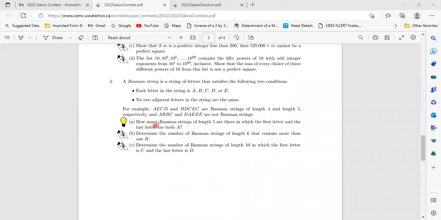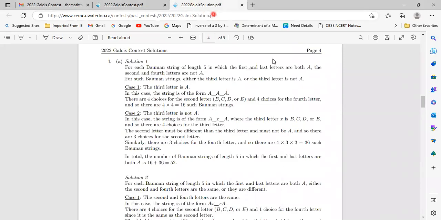In subdivision A, they are asking us to find how many Bowman strings of length 5 there are in which the first letter and the last letter are both A. So that is the question. We'll go to the solution.